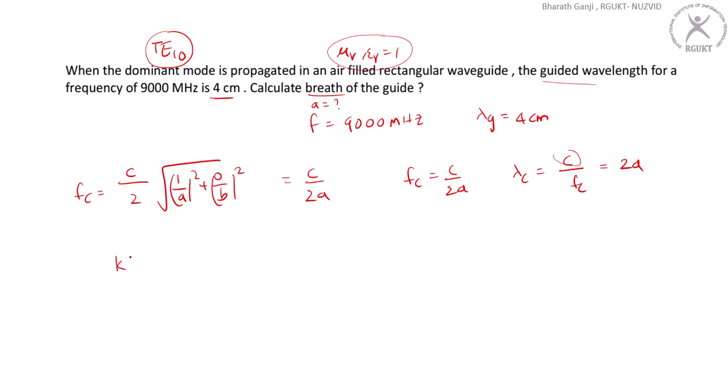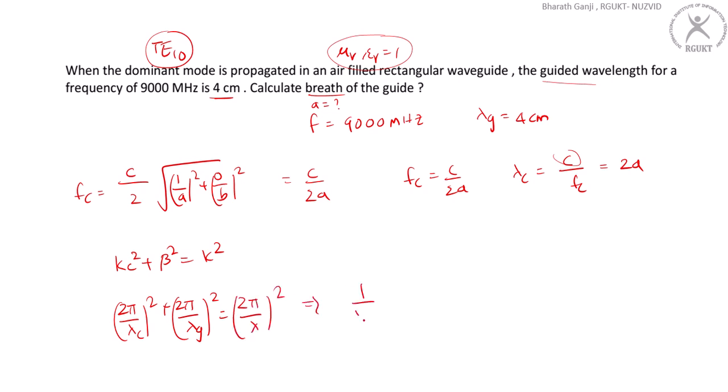So we have an equation that kc square plus beta square should be equal to k square. I can write kc as 2 pi by lambda c, and in the waveguide, beta is the propagation constant and its corresponding wavelength we call the guided wavelength lambda g, and for a wave without any bounds the wavelength gives k as 2 pi by lambda. So from here I can write the equation that 1 by lambda c square plus 1 by lambda g square is equal to 1 by lambda square. So I have lambda c, which is 2a.